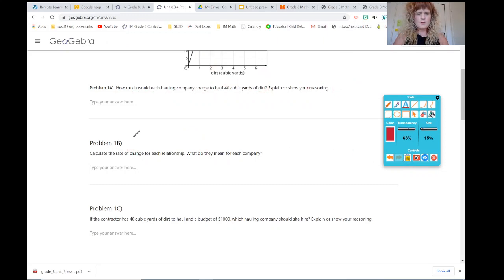The constant of proportionality is the K value. And in this problem, it means the price per cubic yard that you want hauled away. The price per cubic yard. Now tell me what the constants are for each company and what it means. Please fill in your answer here.